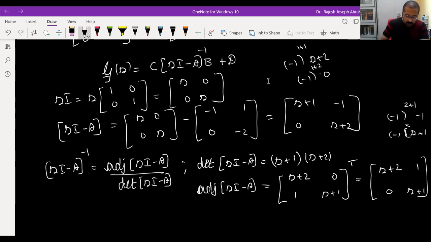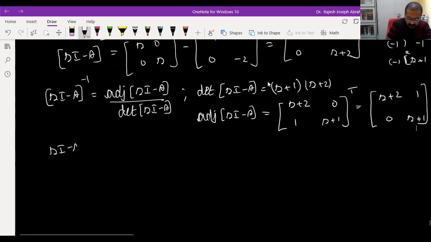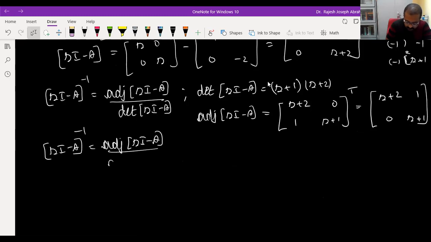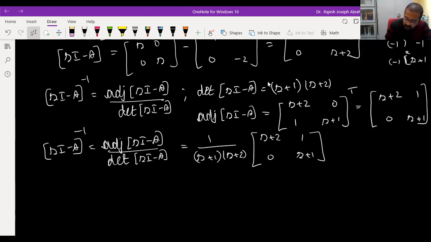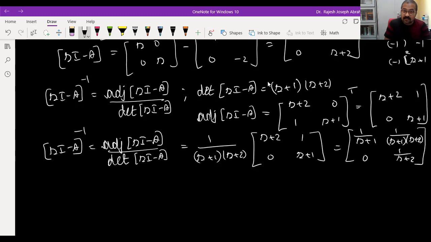Correct? So how can you find your SI minus A inverse? SI minus A inverse will be nothing but adjoint of SI minus A divided by determinant. That means 1 divided by S plus 1 into S plus 2, into S plus 2, 1, 0, S plus 1. Or you will get 1 by S plus 1, 1 by S plus 1 into S plus 2, 0 and 1 divided by S plus 2. Correct? So this is SI minus A inverse.